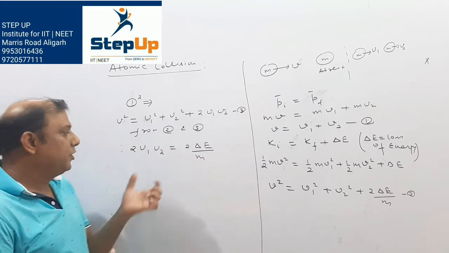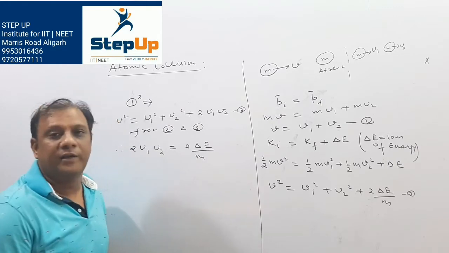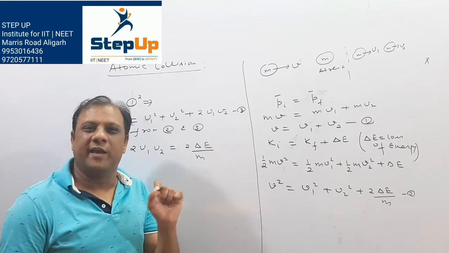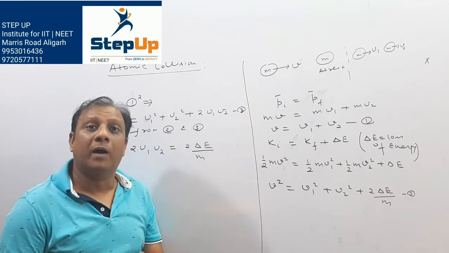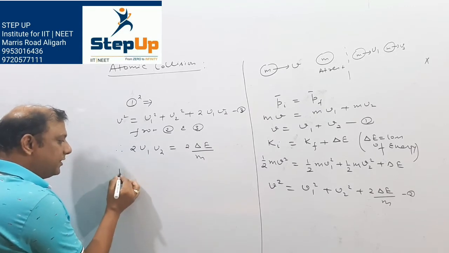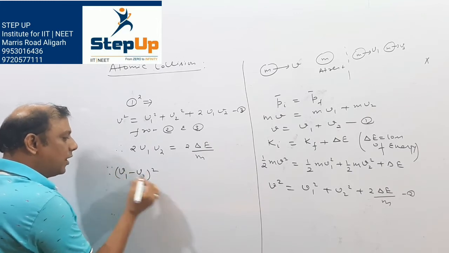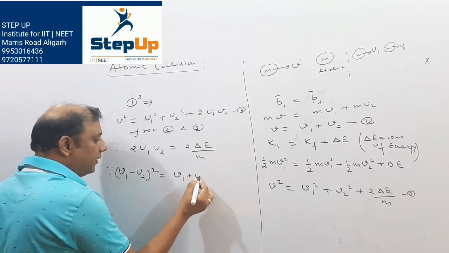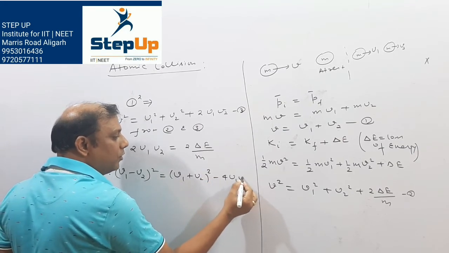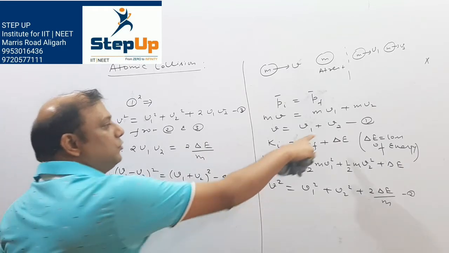Now we are going to use this value in a mathematical identity. In algebra, a minus b whole square is a plus b whole square minus 4ab. The same result we use here: v1 minus v2 whole square is equal to v1 plus v2 whole square minus 4 v1 v2. Now see, v1 plus v2 is v.